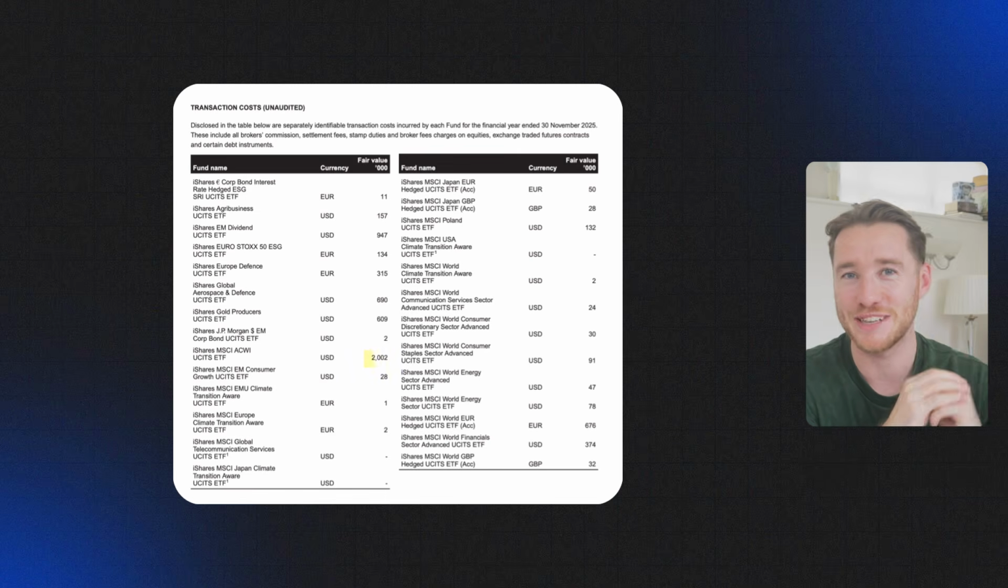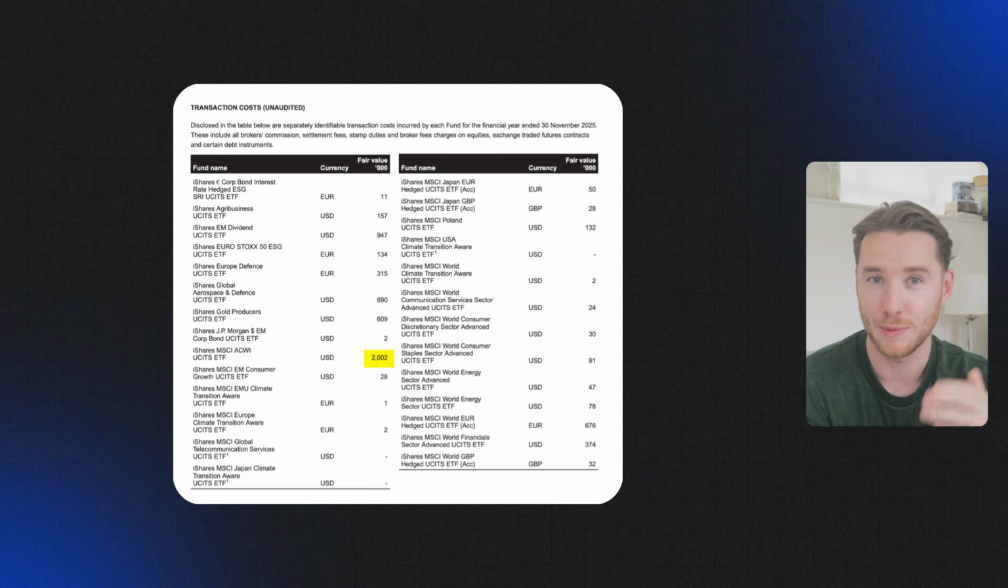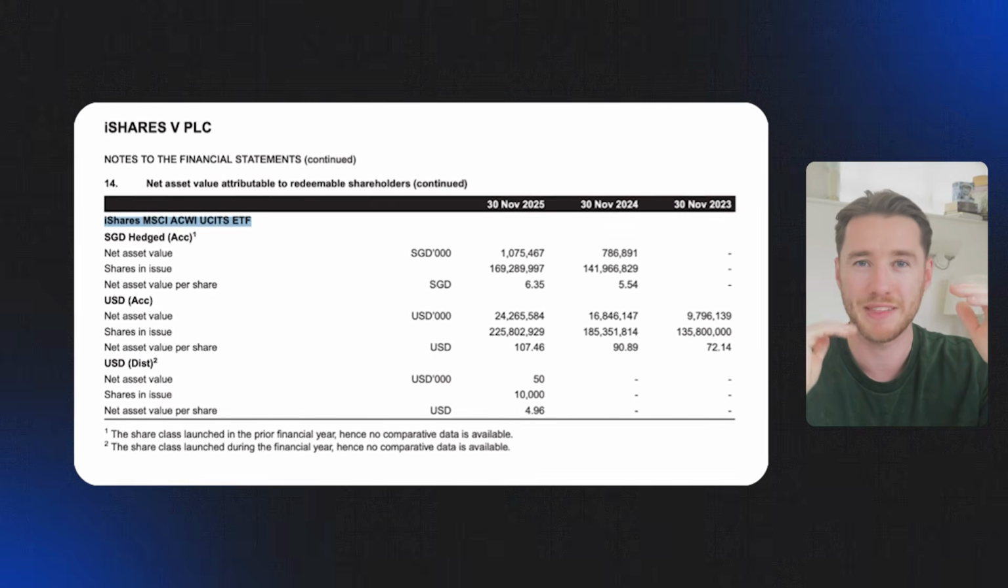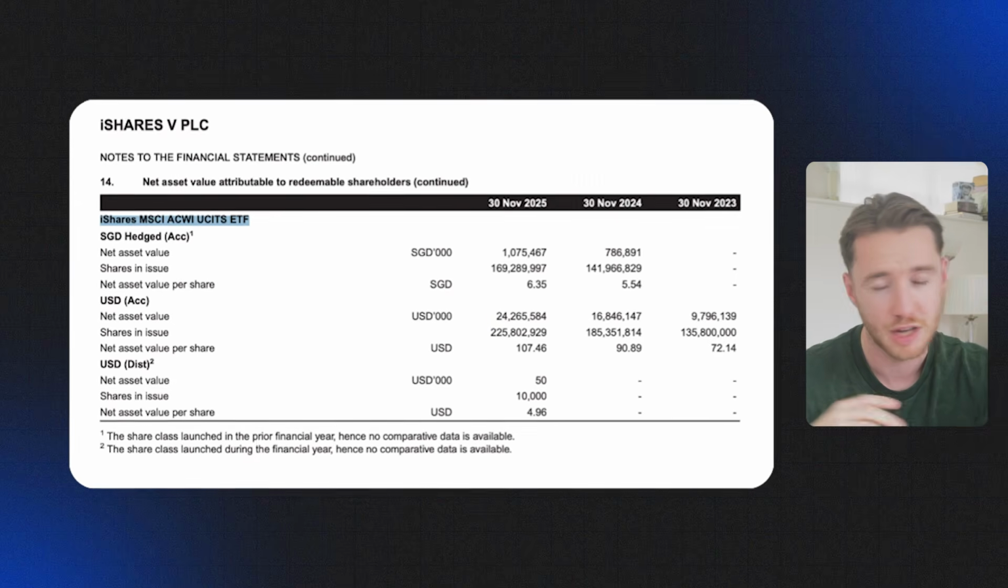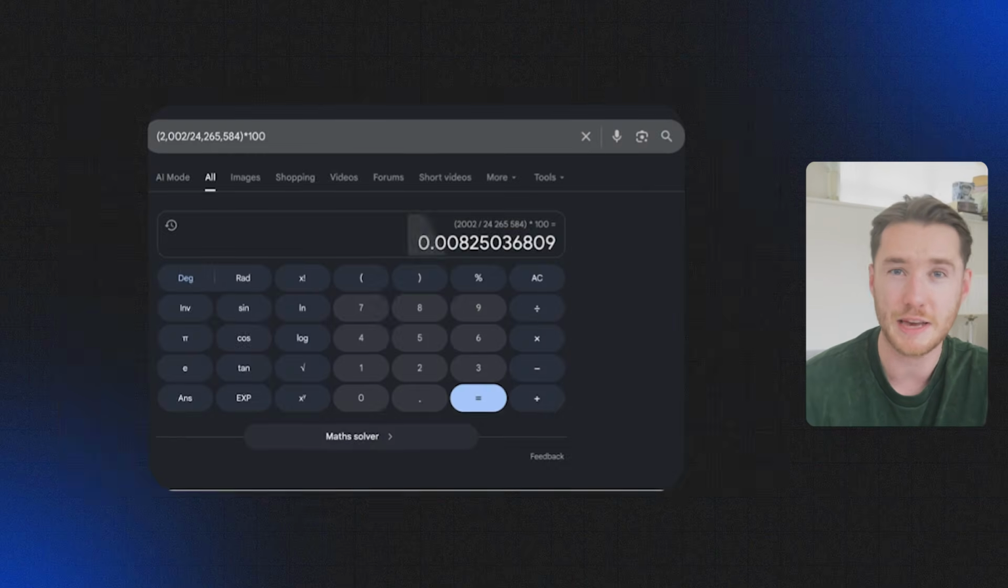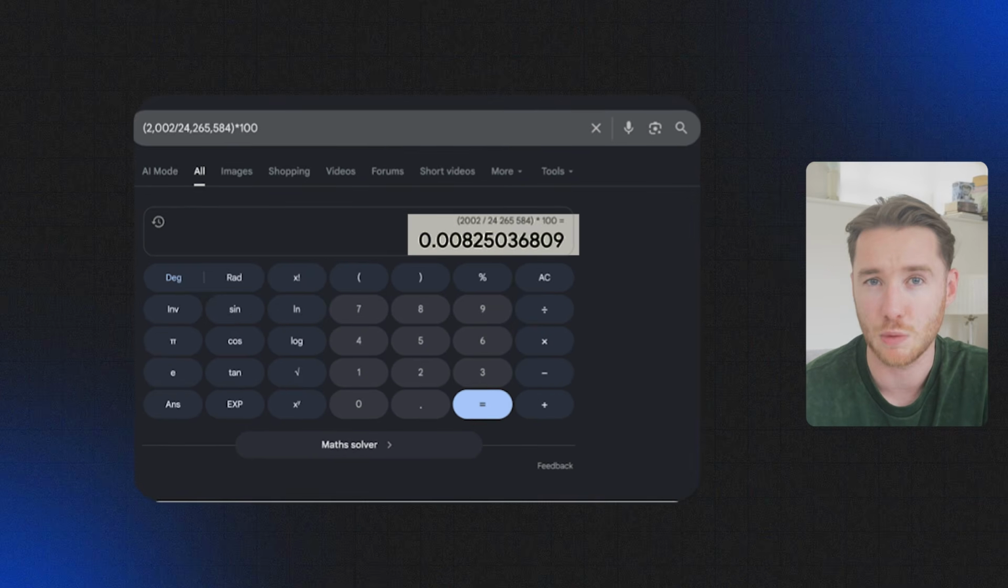Once again though, I took the unaudited transaction costs, which is in thousands here, from this annual report by iShares, and then divided this number by the net asset value number of the fund, 25 billion, as of the 30th of November 2025. This gave me a transaction cost of 0.01%.